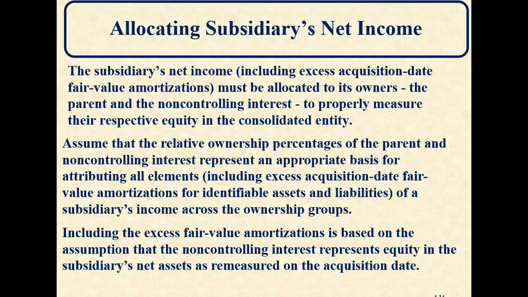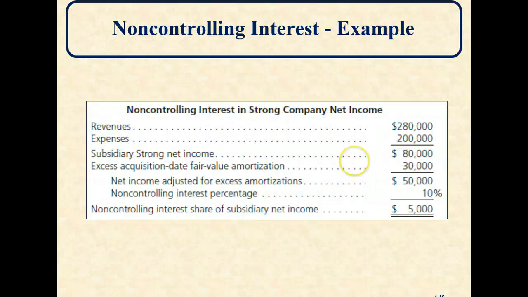That must be allocated to the owners. Assume that the relative ownership percentages of the parent and non-controlling interest represent a basis for attributing all elements, including the excess amortizations. So we're saying $70,000 is the non-controlling ownership interest, and ours is the 90% controlling. Let's assume Strong, the subsidiary, has revenues of $280 and expenses of $200. So we've got net income here of $80.